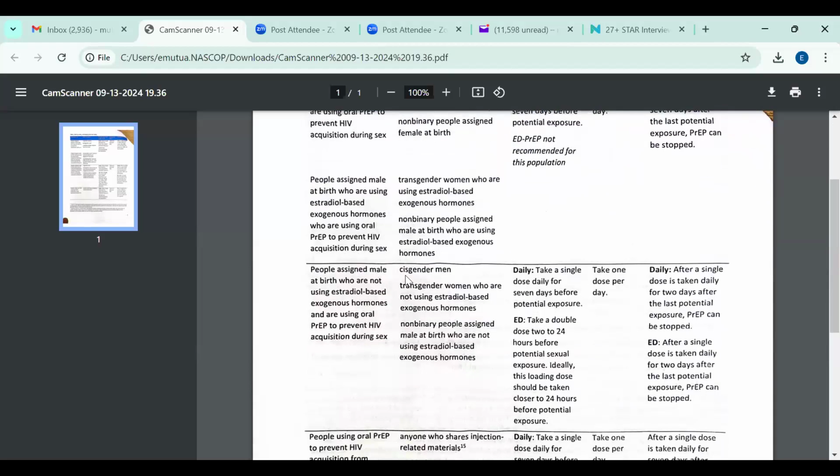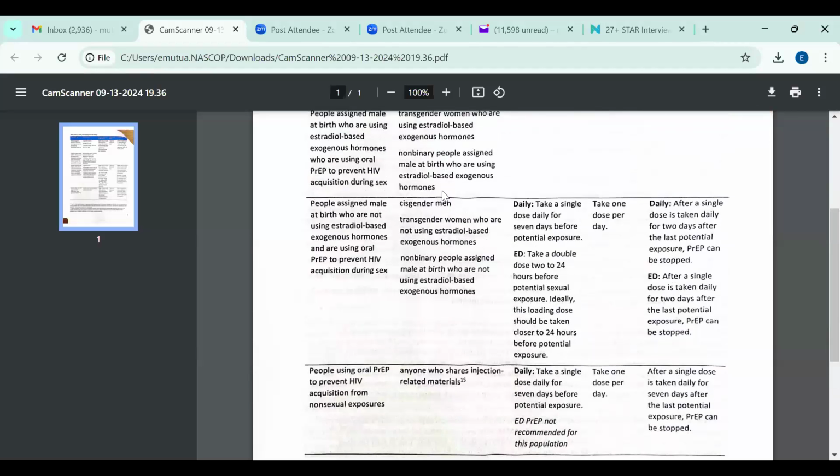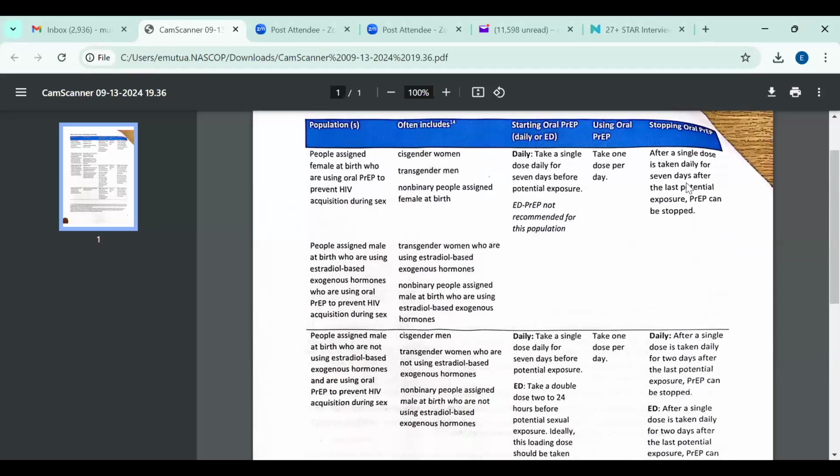Then we have people assigned male at birth. Remember, we also have people who are not assigned male or female at birth, and who are not using estradiol-based exogenous hormones and using oral PrEP to prevent HIV acquisition during sex. They take a single dose daily for 7 days before the potential exposure. And then when they are taking 1 dose per day, how can they stop? It is after a single dose is taken daily for 2 days after last potential exposure. This is for male after 2 days, for female after 7 days.